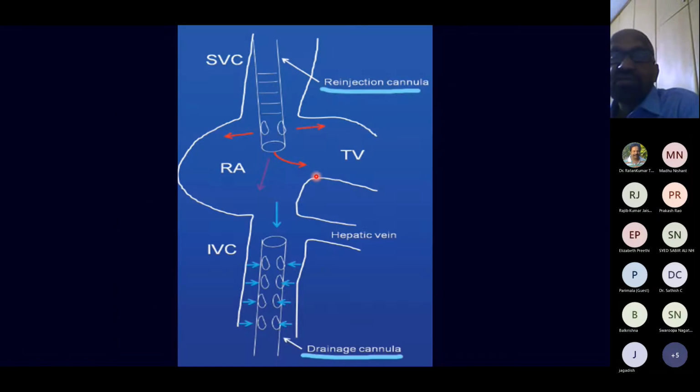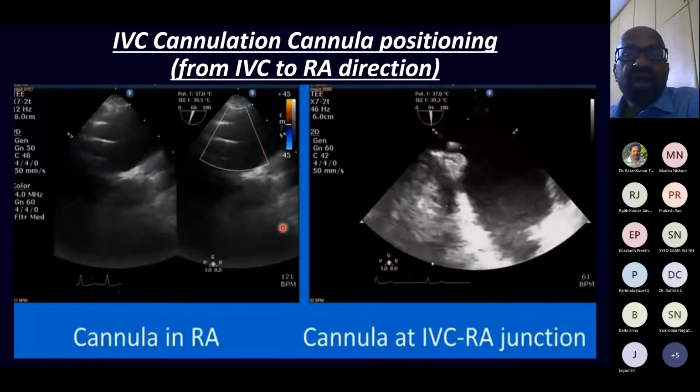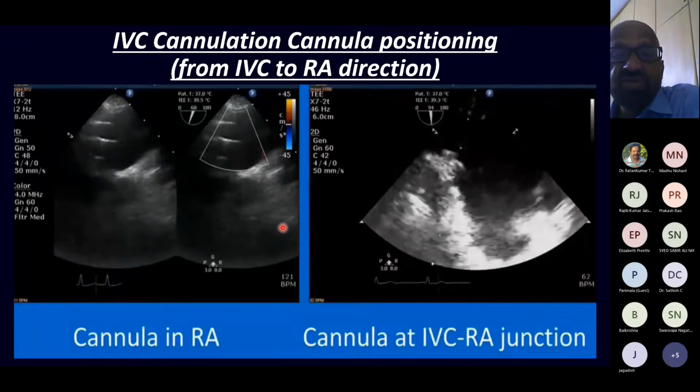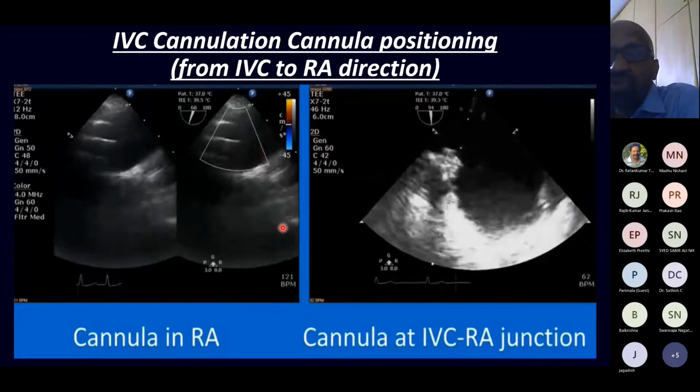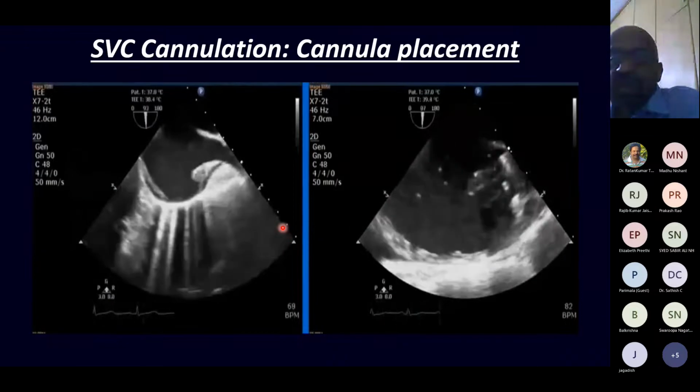And this is a schematic representation of the bicaval cannulation. This I already alluded to. And the position of the IVC cannula can be looked into when you look at the bicaval view using transesophageal echocardiography.